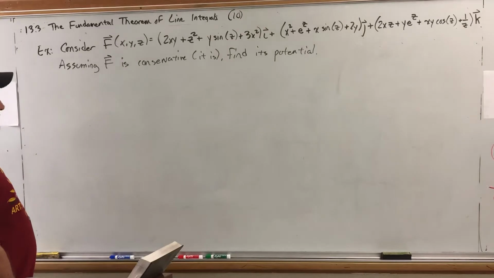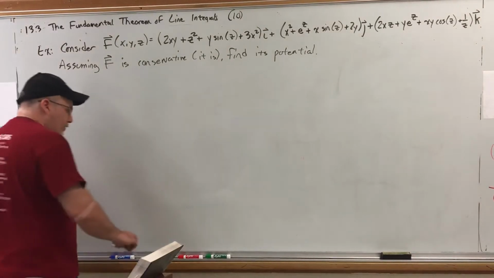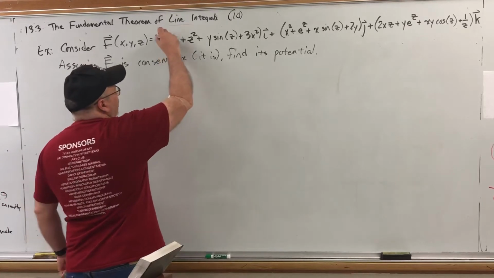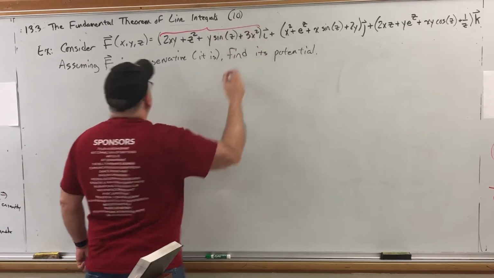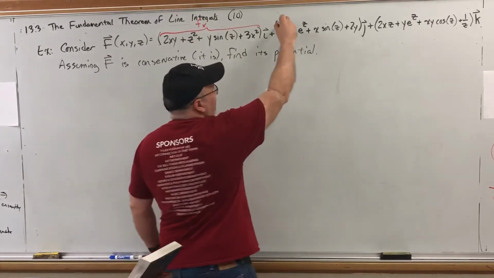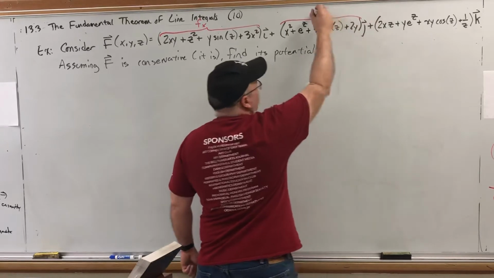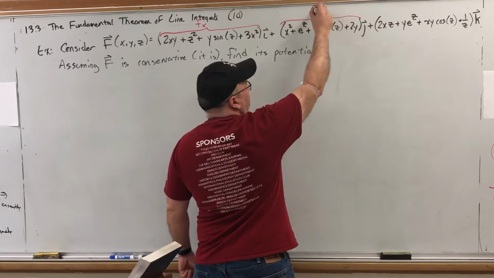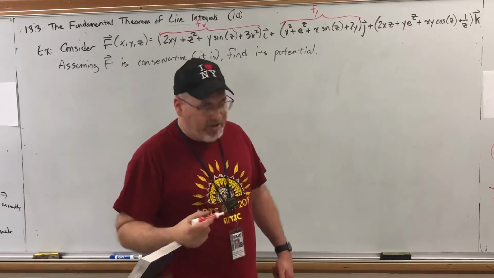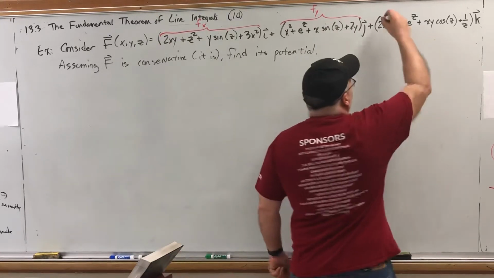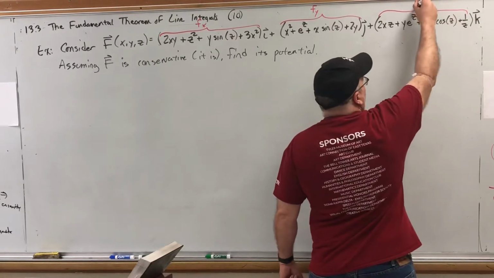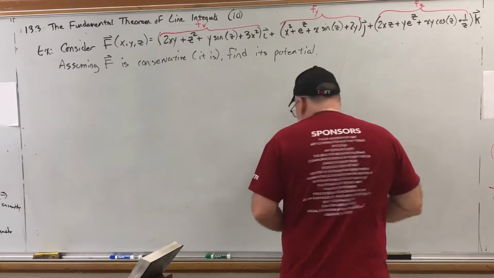Oh my goodness, how are we going to find this potential? By remembering what it means to be a potential. This first component function is the partial derivative of the potential with respect to x. This second component function is the partial derivative of the potential with respect to y. And by the way, I'm calling the potential lowercase f like we've been doing. And the third component function is the partial derivative of the potential with respect to z.